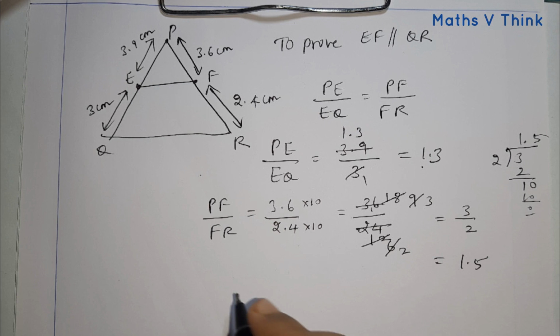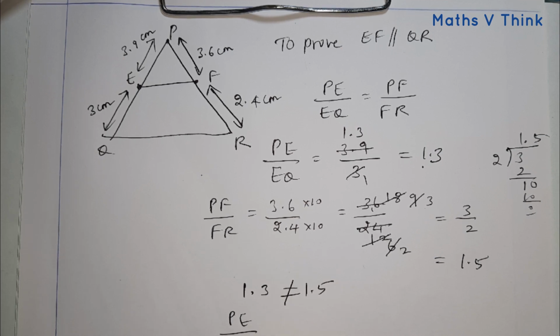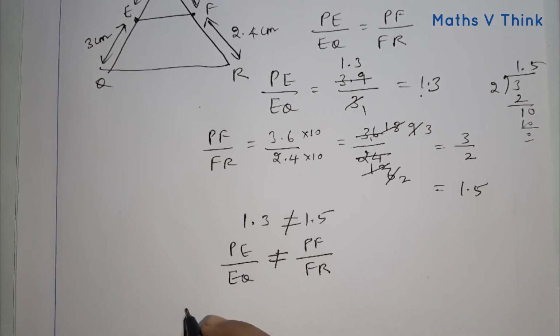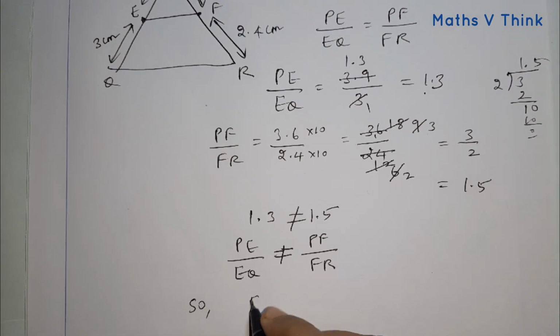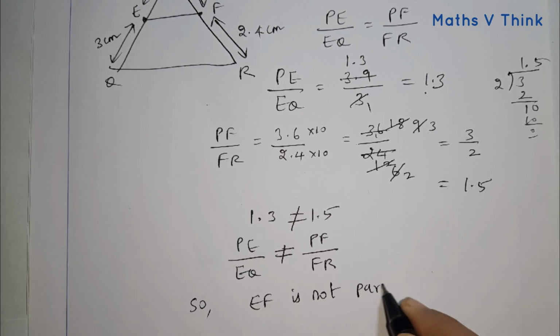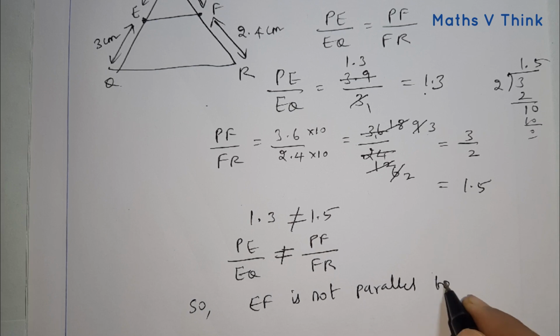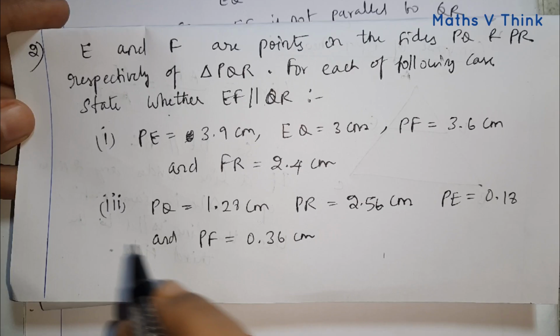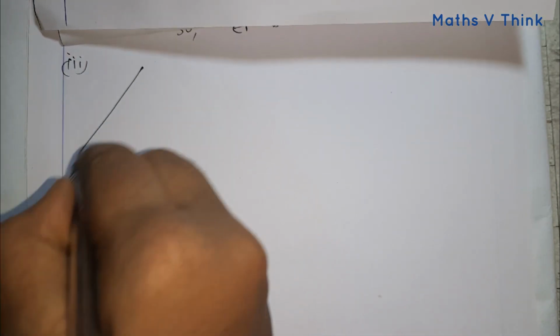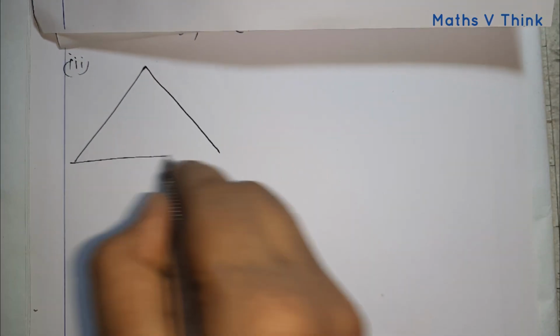Now you compare this and this. 1.3 is not equal to 1.5. So nothing but PE by EQ is not equal to PF by FR. So I can tell that EF is not parallel to QR.